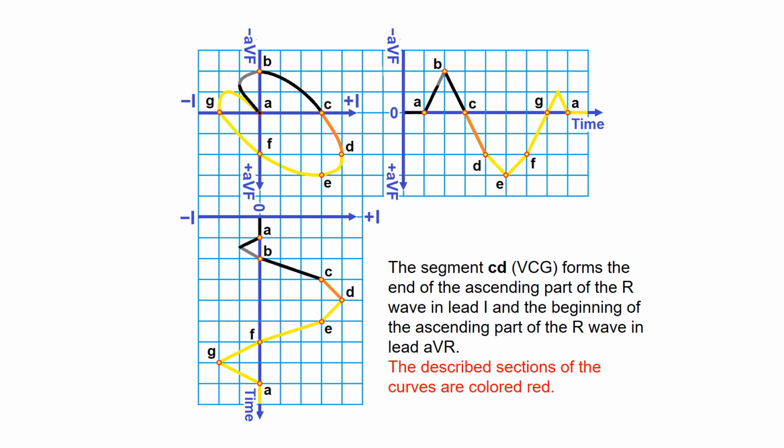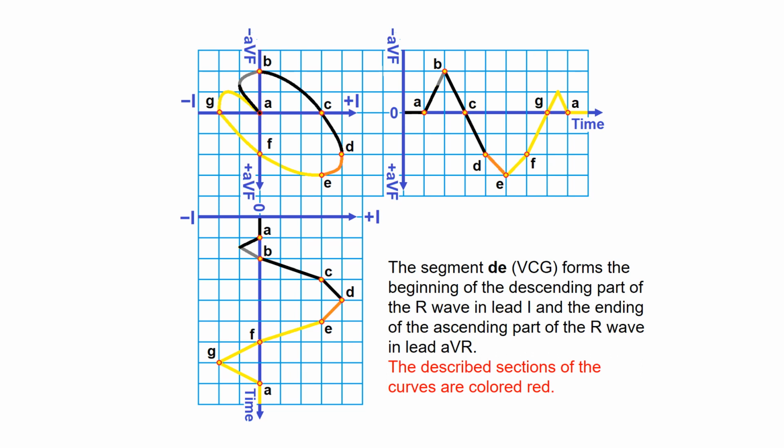The segment CD, VCG, forms the end of the ascending part of the R wave in lead 1 and the beginning of the ascending part of the R wave in lead AVR. The described sections of the curves are colored red. The segment DE, VCG, forms the beginning of the descending part of the R wave in lead 1 and the ending of the ascending part of the R wave in lead AVR. The described sections of the curves are colored red.